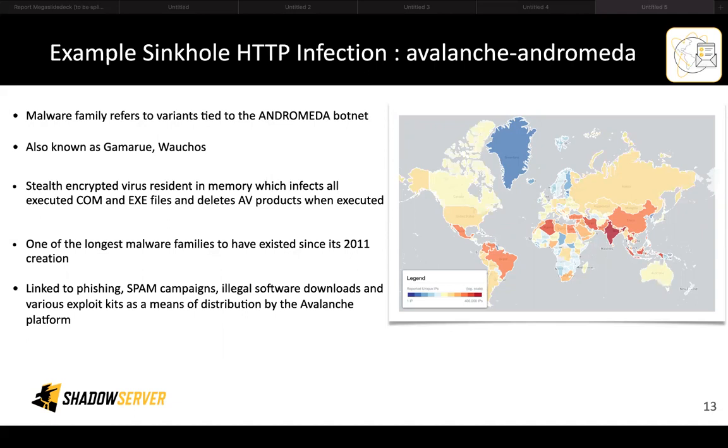It's linked to phishing, spam campaigns, illegal software downloads, and various exploit kits as a means of distribution by the Avalanche platform. Looking at the diagram to the right of the slide, we can see a visualization of our total Avalanche Andromeda infections plotted on a map showing country-level infections.